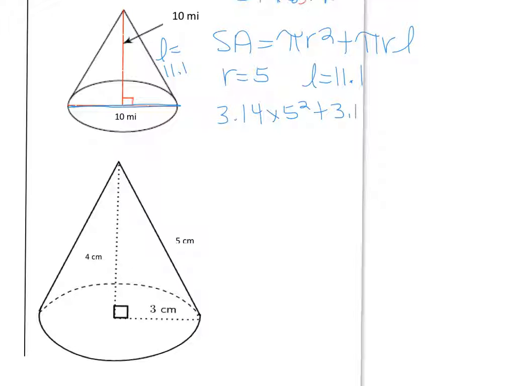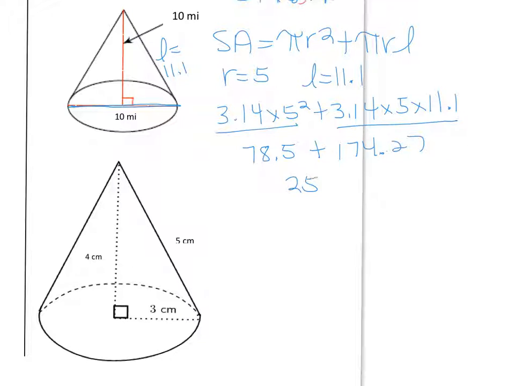We're using 3.14 to approximate pi. So we'll multiply. So 78 and 5/10, and then 174.27, and then we'll add them up to get 252.77 miles squared.